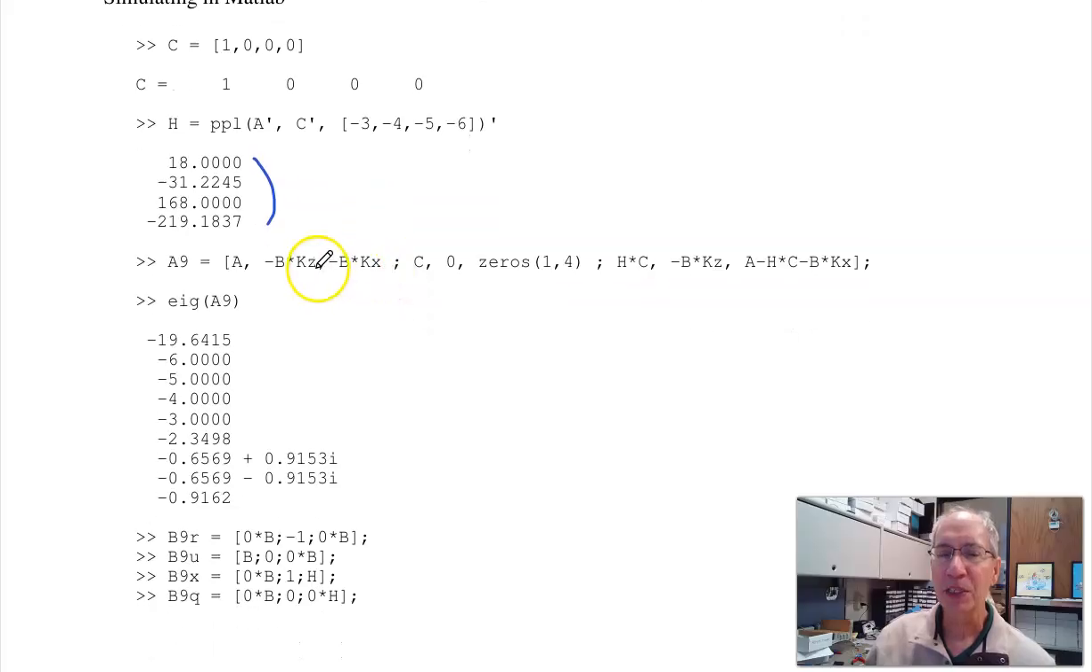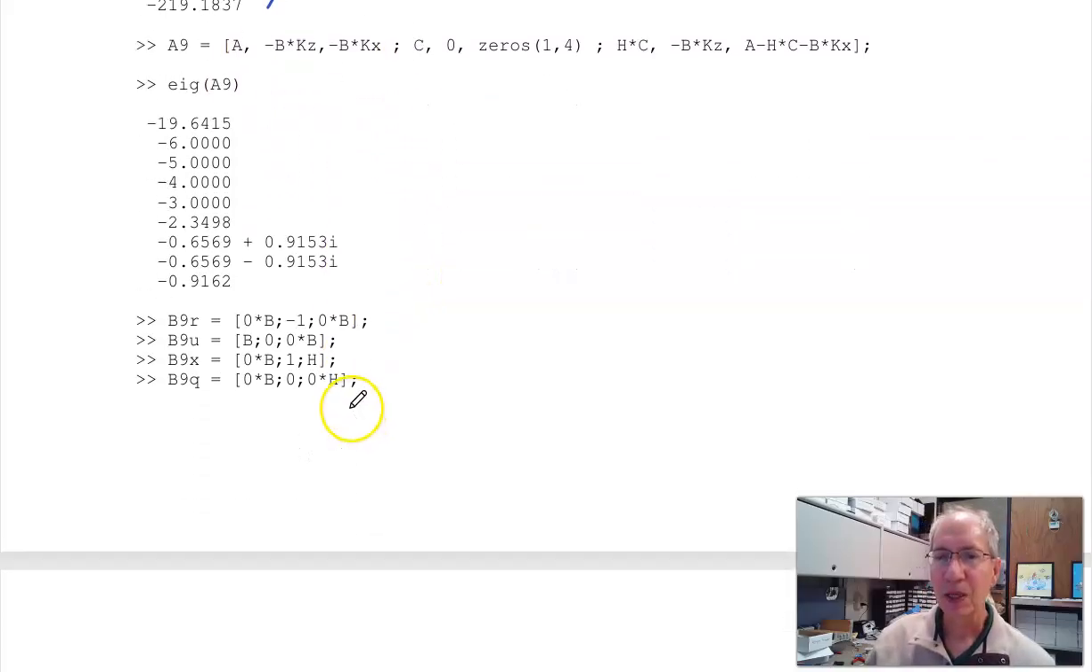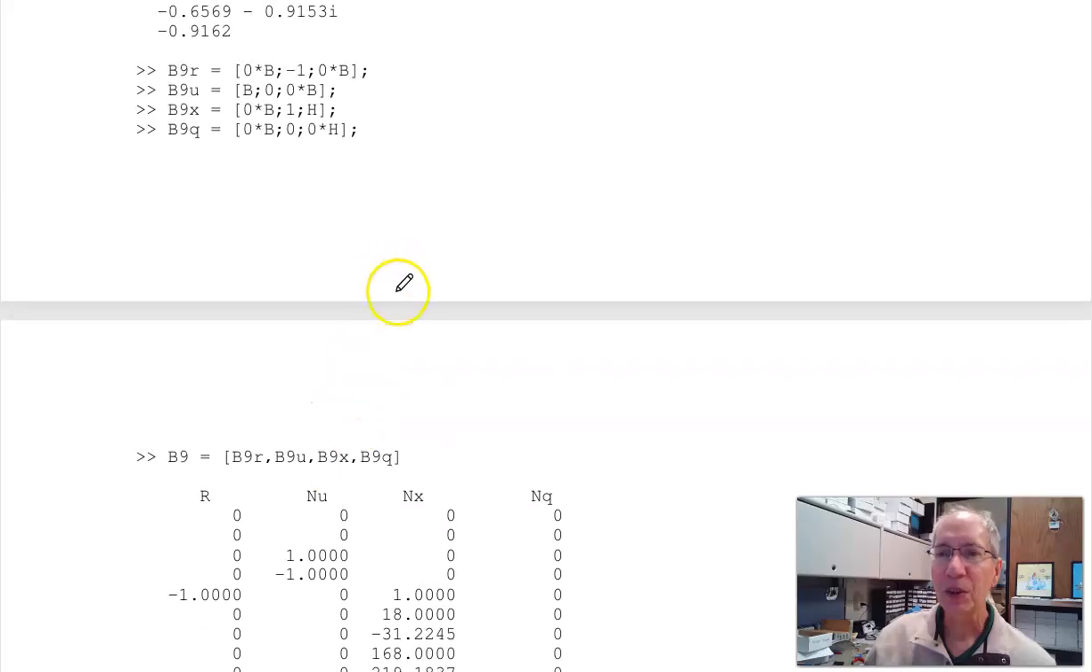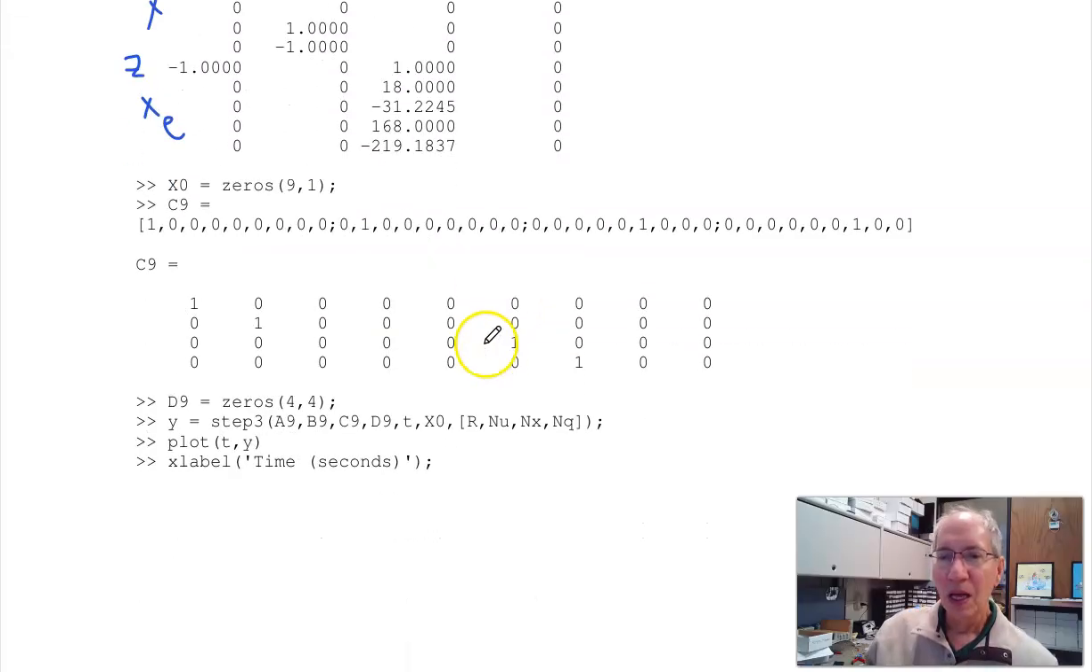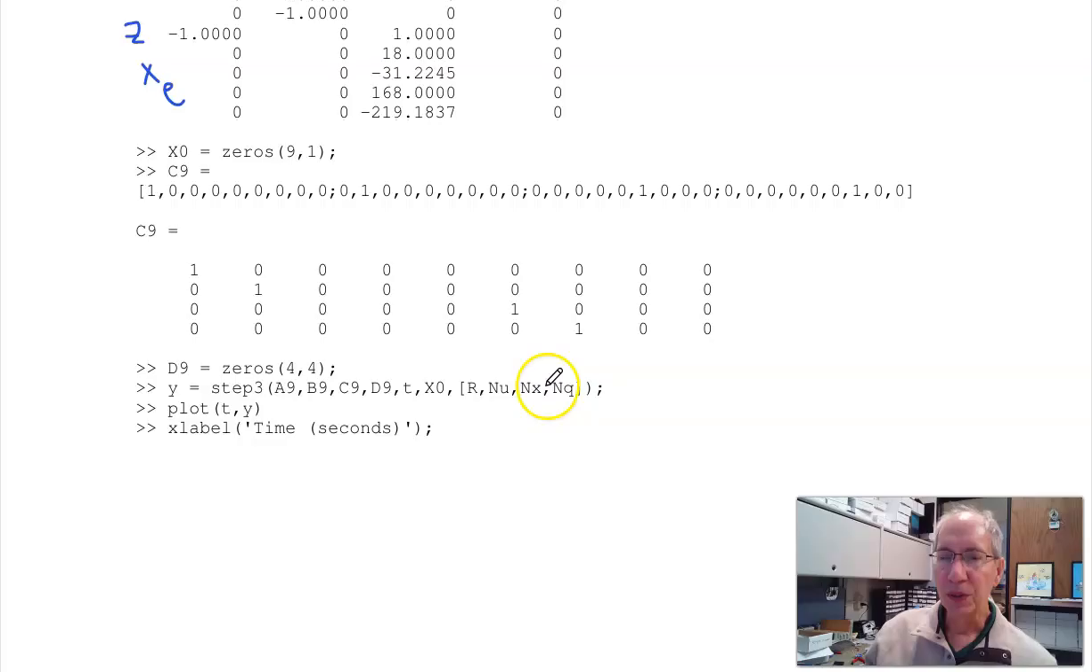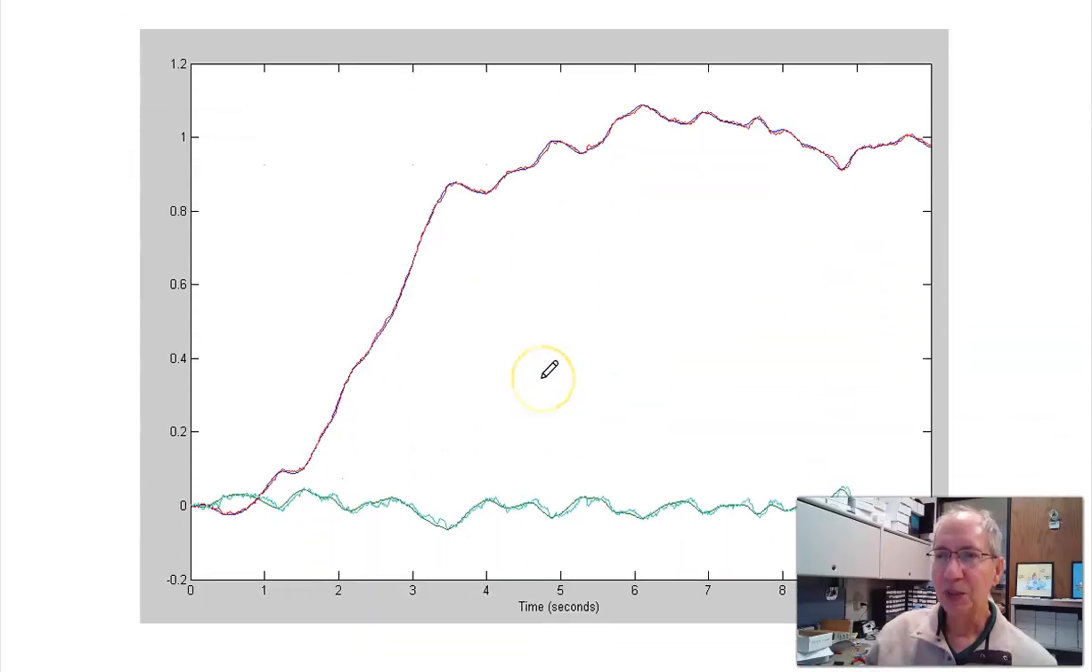If I try it, here's the augmented system. I've got 9 poles, or 9 states, 4 for the plant, 4 for the observer, 1 for the servo compensator. Plot the response. So here's now my augmented B matrix with respect to R. This is your X, servo, observer states. B matrix with respect to U, X, here's where the observer gain comes in, H, and theta. I'm not using theta for the observer, so that's 0.